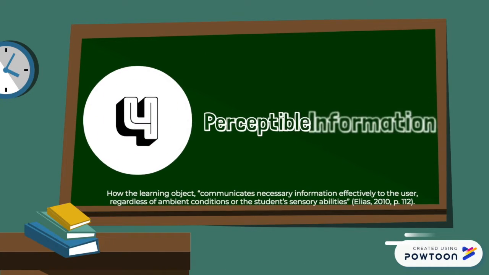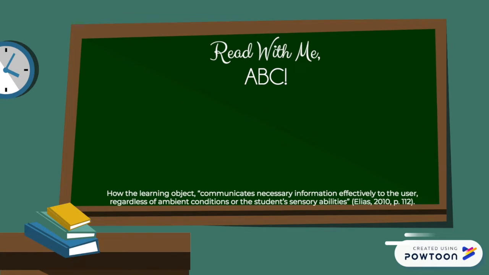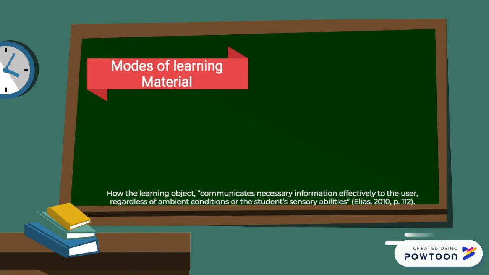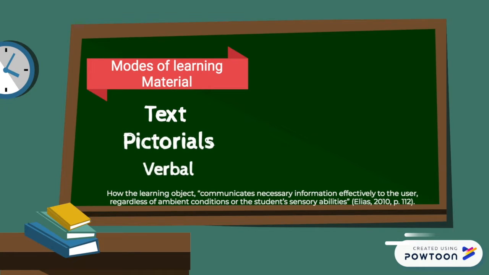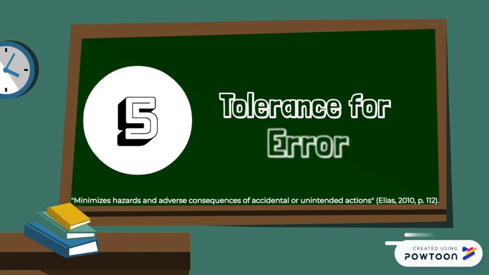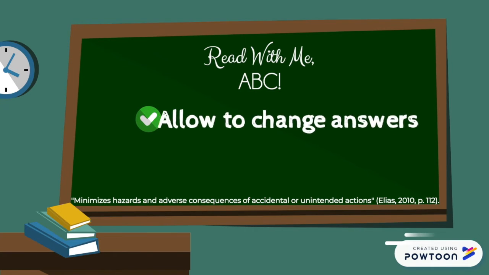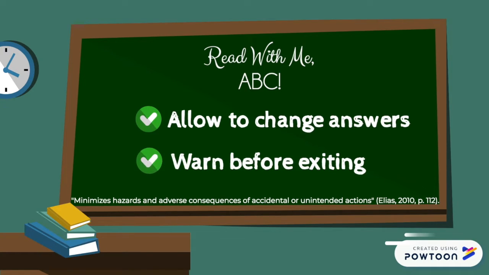The fourth principle is having perceptual information. Read with me ABC will create a design that is easily understood by incorporating different modes of learning materials such as text, pictorials, and verbal information, which allows accessibility to a variety of potential learners. The fifth principle is having a tolerance for error. Read with me ABC will achieve this by allowing the users to change their answers as well as warn before exiting.